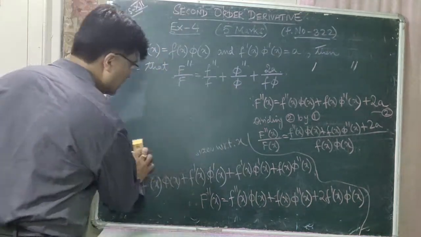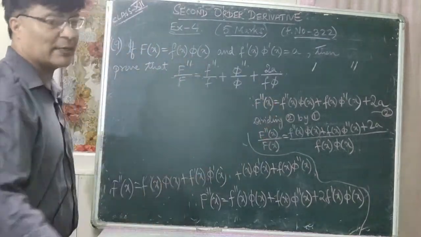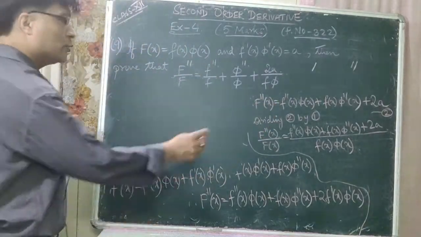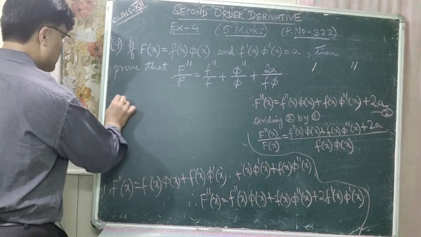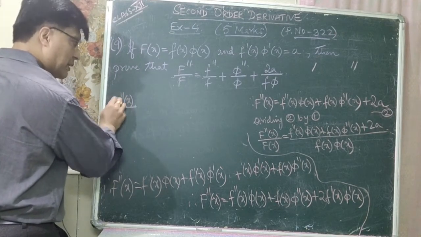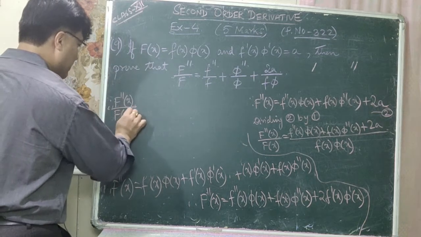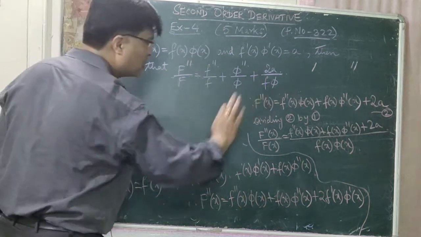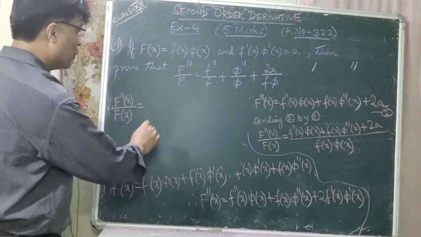So now what will you do in the next step? On the right hand side, you can separate the term. So left hand side here, you have to keep it as it is. Left hand side, capital F double dash of x divided by capital F of x is equal to, now we can separate the term on the right hand side. So what do we get?